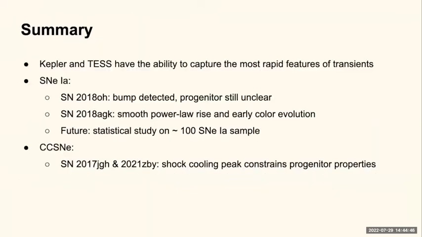Okay, so I just want to come to the conclusion summary part. I've shown you that Kepler and TESS have the ability to catch the most rapid features of transients, including the early bumps. With these features, we are able to constrain the progenitors of Type Ia and core-collapse supernovae to very high precision. And yeah, I think that's the end of my talk.